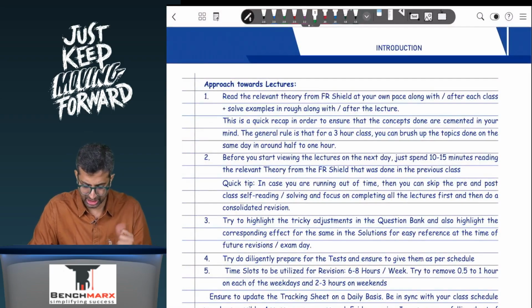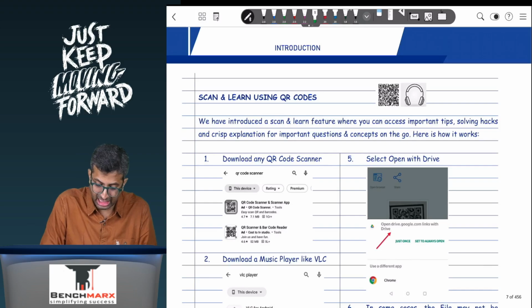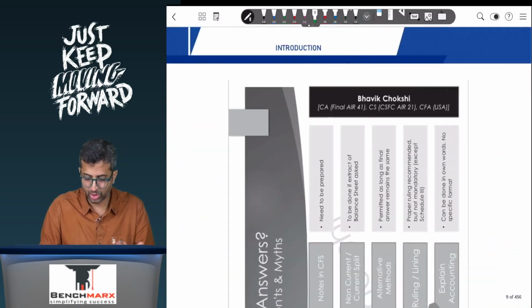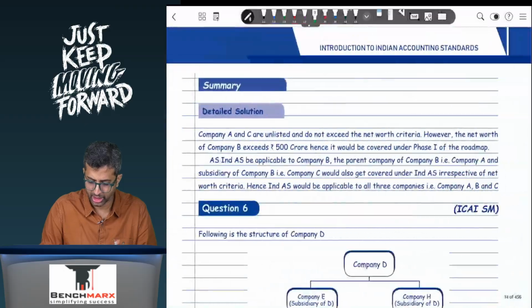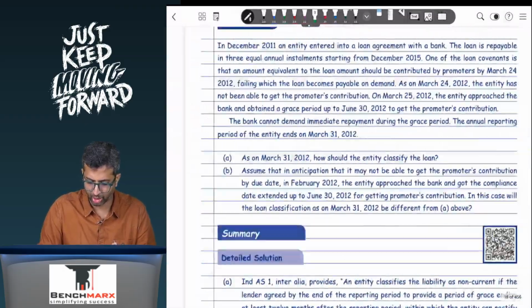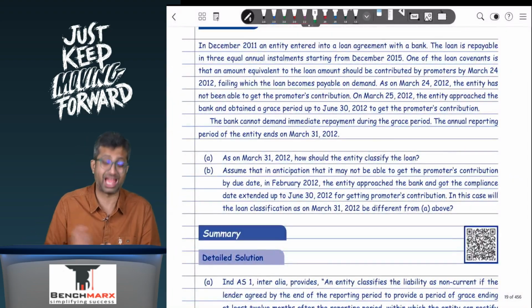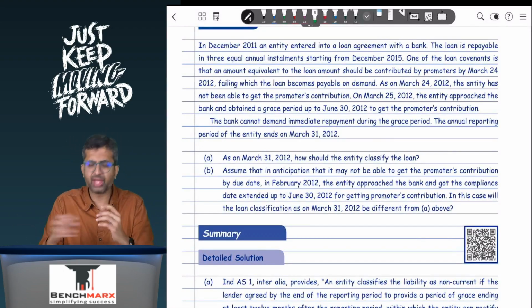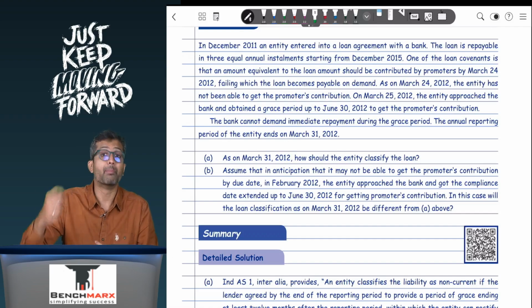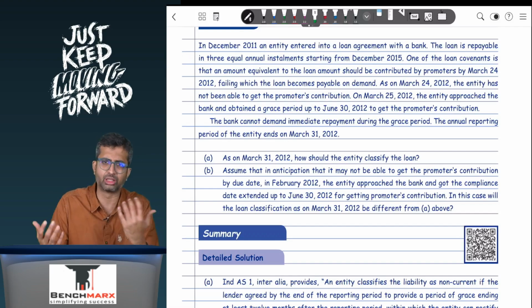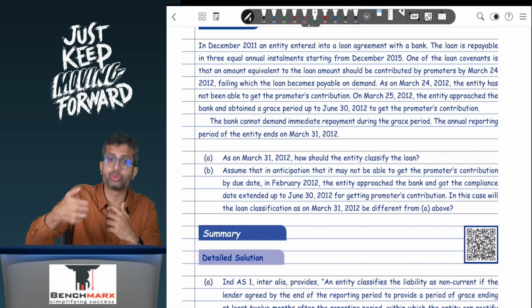Approach towards your lectures if you are viewing the online lectures, and there is a scan and learn using QR codes. So over here, next to important questions, we will have QR codes. So that is how you will kind of find an important question. Let us say if there is an important question like this, you will have a QR code. You can scan that code, and I have recorded a short audio message where important adjustments or problems that the students face are kind of covered. You can scan it and play it using any audio player. So you can download a VLC audio player or any other audio player and play using that. So these are files which will play through an audio player.